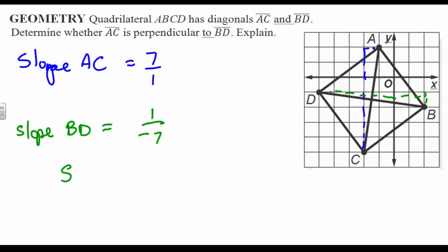So since the slopes are opposite reciprocals, then the diagonals are perpendicular.